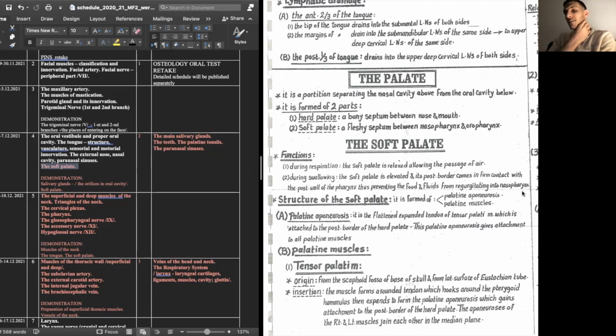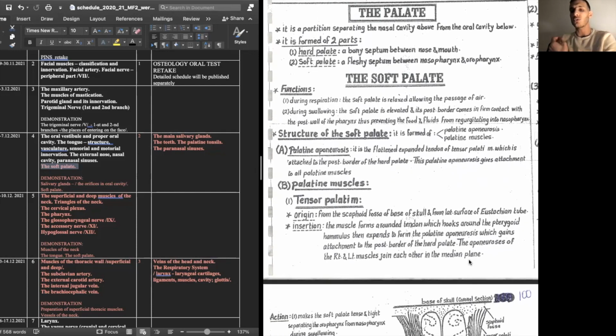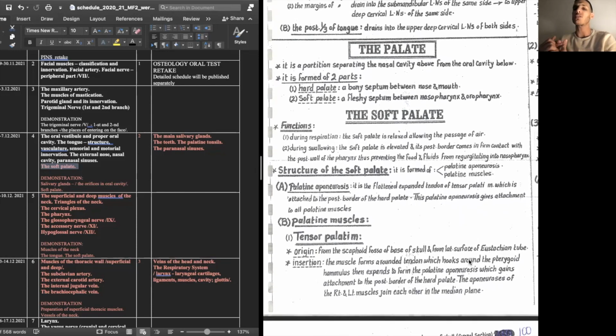The soft palate is formed by the palatine aponeurosis and the palatine muscles. The palatine aponeurosis, as I said, is part of the soft palate. Basically you have to know that the soft palate is formed by muscle fibers. The palatine aponeurosis with the muscles are part of the soft palate.